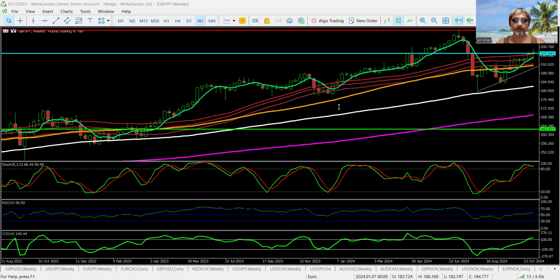Okay, I'm going to share with you my GBP Japanese yen trade. This is a monthly trade. It's going to take about 8 to 12 months before it's completed. It's over 3,000 pips, so it's worth waiting for actually. And I will tell you where my entry is and where my exit is.